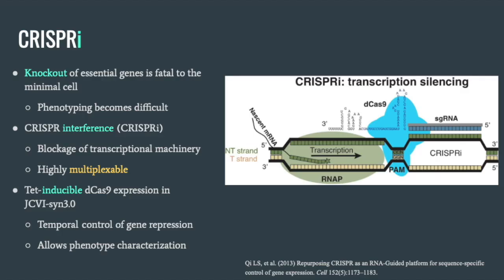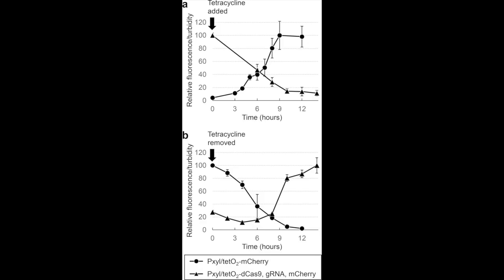Our solution is to use CRISPR interference, also known as CRISPR-I. CRISPR-I has revolutionized functional genomics, enabling targeted and inducible inhibition of gene expression. Applying this technique in parallel would allow us to study the function of every gene in the minimal cell.